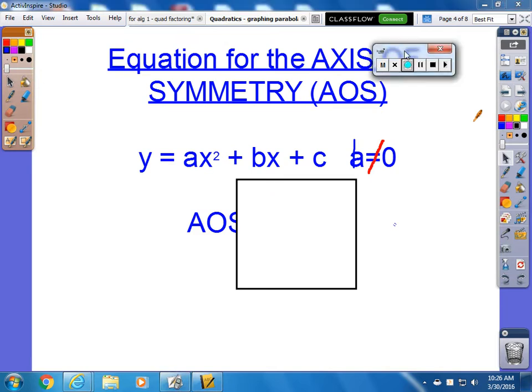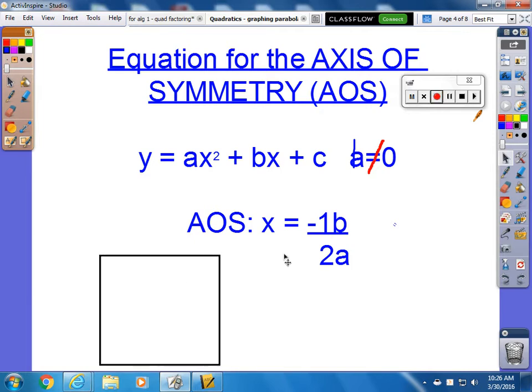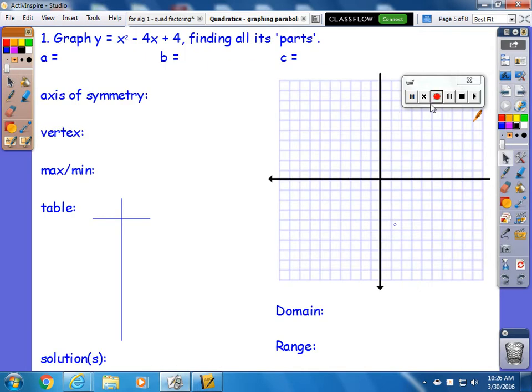So remember, the equation for the axis of symmetry is given by x equals negative b over 2a. And of course, you get your a, b, and c from your original equation. So let's go ahead and do one of these together. Here, our trinomial, our quadratic equation, is x squared minus 4x plus 4. So the first thing we're going to do is designate our a, b, and c.